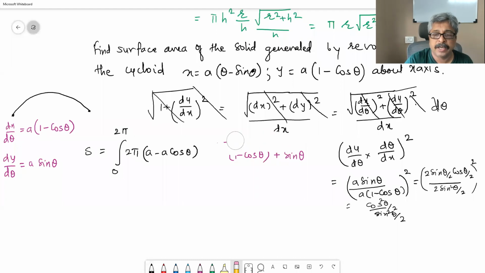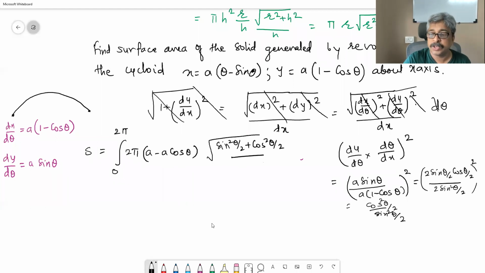radical 1 plus that is radical sin square theta by 2 plus cos square theta by 2 upon sin square theta by 2, that is radical 1 plus (dy by dx) square into dx. What do you do with this dx? dx I can substitute by this expression, right? dx is equal to a minus a cos theta d theta.